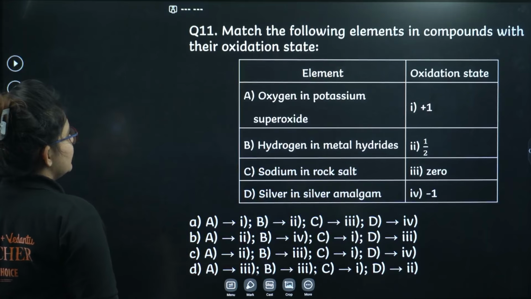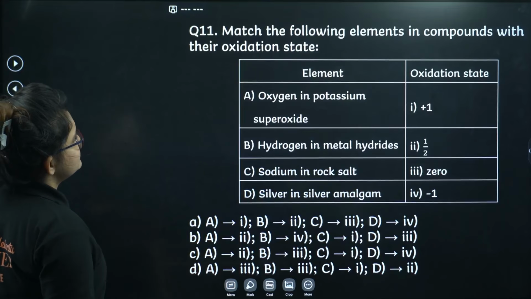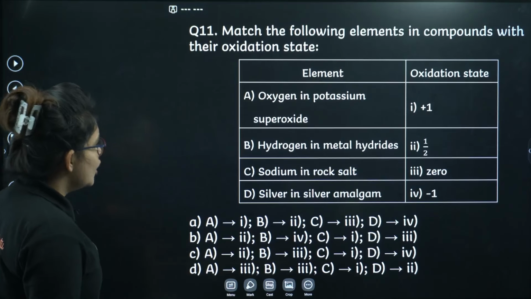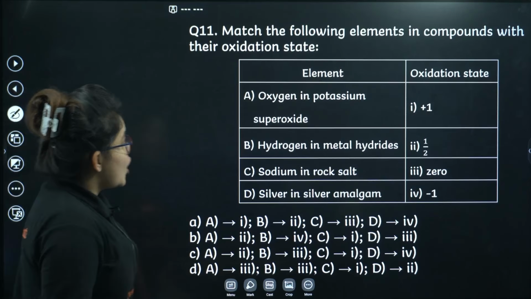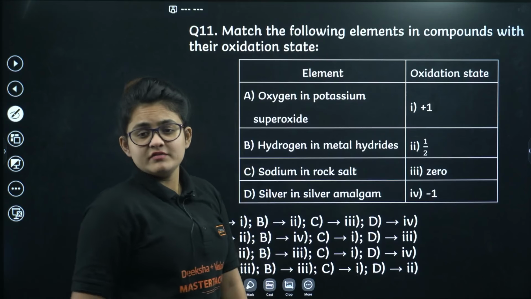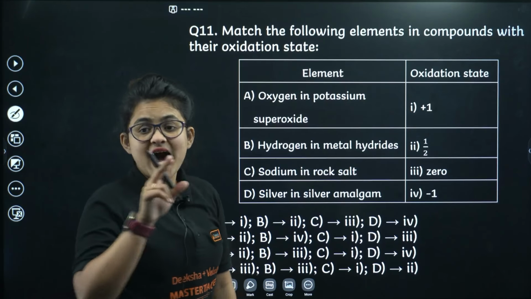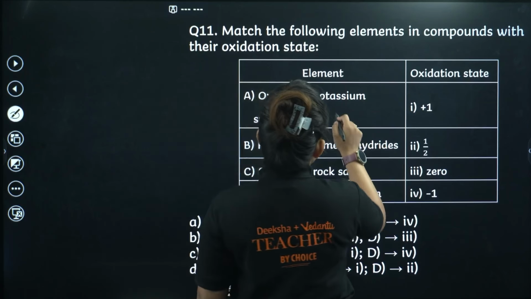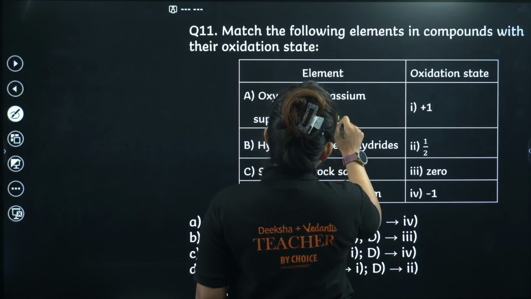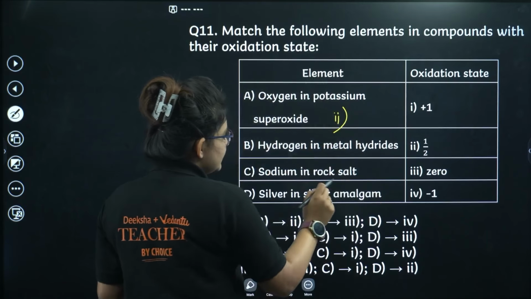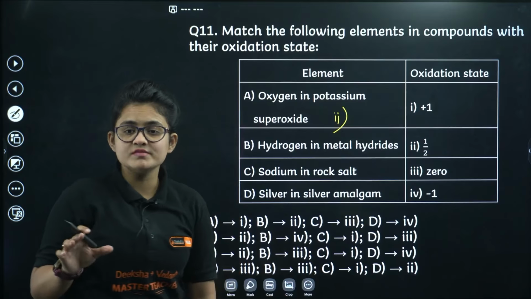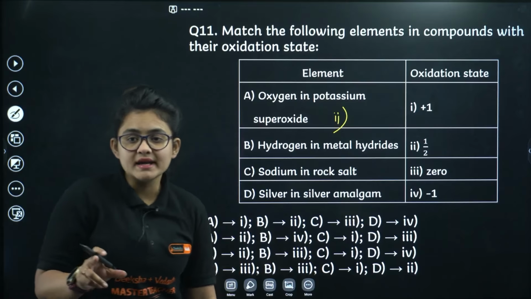Next, here you can see: match the following elements in compounds with their oxidation number. Oxygen in potassium superoxide. Whenever I'm discussing superoxide, the oxidation state of oxygen in superoxide is minus half. Always remember this. So with A, I'm going to put 2. Hydrogen in metal hydride: when it forms a hydride, it always forms -1.